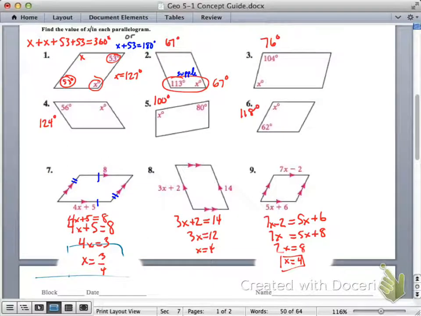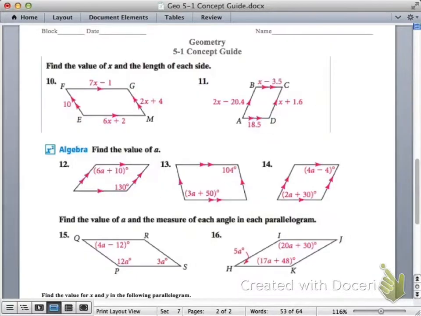These are the answers you should have gotten, and yes, gasp, we can end up with a fraction. Similar concept going on here on this other side, just a different way of asking it. Now it asks us to find the value of x and then the length of each side.